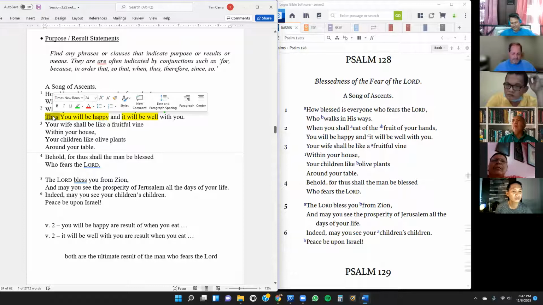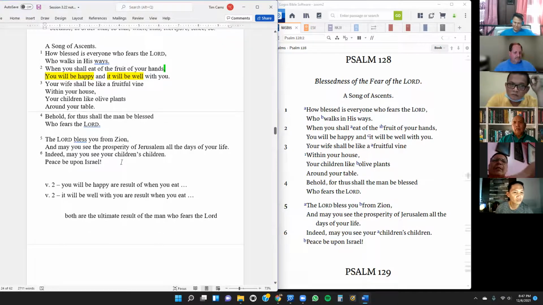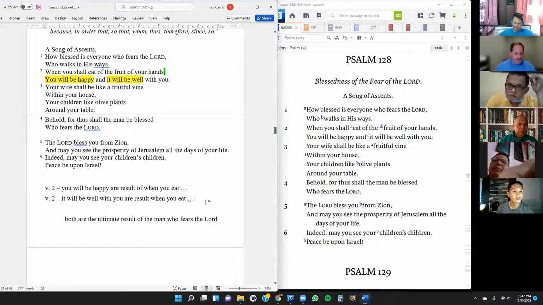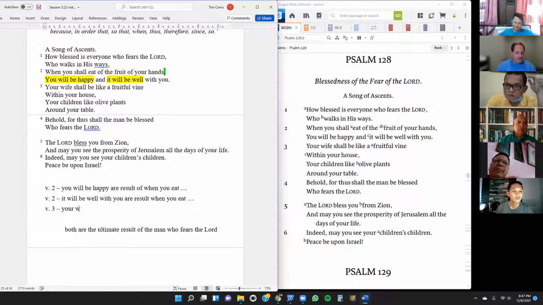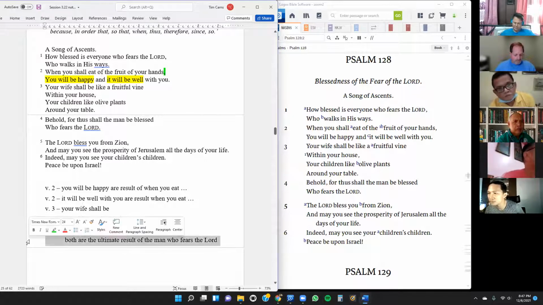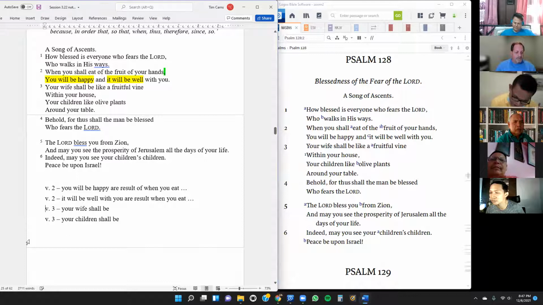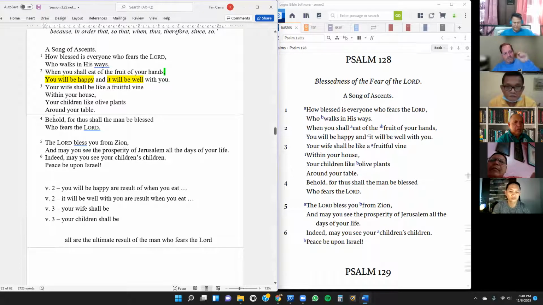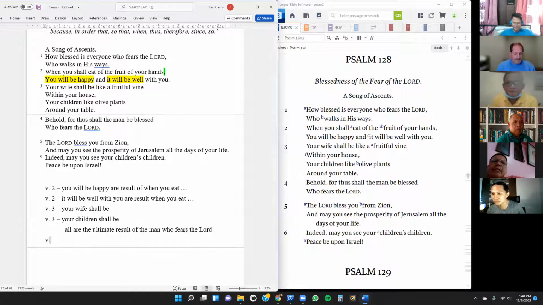Where is that? Verse 3. Yeah, these are also result statements, okay? Just like verse 2 is, right? Verse 3, your wife shall be, and then verse 3, your children shall be. Again, all of these are the ultimate result of the man who fears the Lord, right? So verse 2 has two results, verse 3 has two results. And then notice there's a summary statement in verse 4, isn't there? For thus shall the man be blessed. Yeah, thus shall the man be blessed.